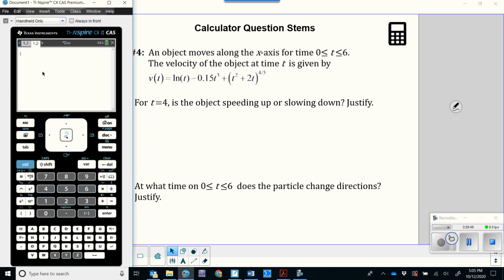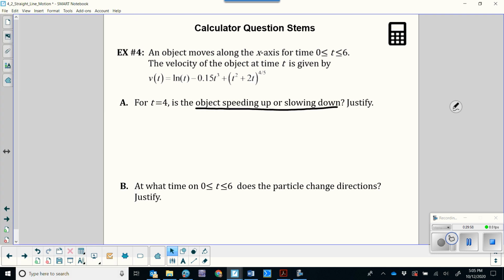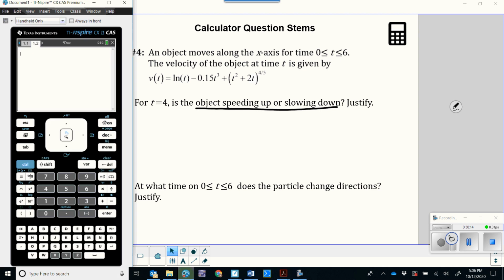So before I do anything, don't just grab your calculator and start punching stuff. Let's think about that question. So how do I know if an object is speeding up or slowing down? Well, the way I know is if the velocity and acceleration have the same signs or different signs. So that right there tells me I'm going to deal with this velocity equation and I'm going to be dealing with its derivative. So that means that I need to store this function. I'm definitely going to do more than one thing with it, so I'm going to store it.